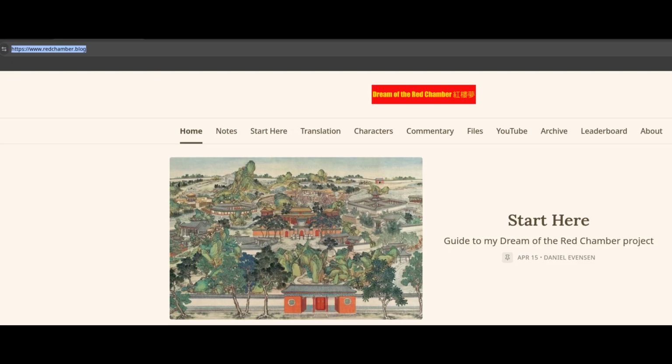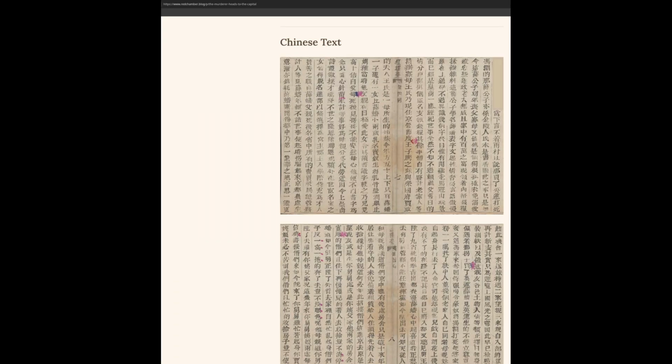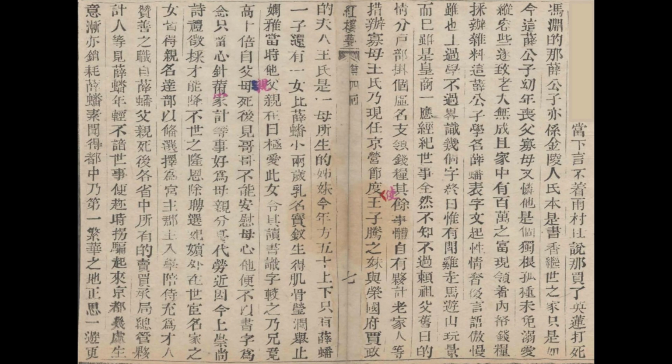How do you read a book that doesn't have punctuation and that doesn't even have spacing between characters? So if you check out my Dream of the Red Chamber blog at redchamber.blog, you'll notice something. I've been inserting screenshots from a scan of an original print of Hong Lou Meng, or Dream of the Red Chamber. And even if you don't read Chinese, you'll notice that there's something unusual about this text. The real unusual thing here is the complete lack of punctuation.